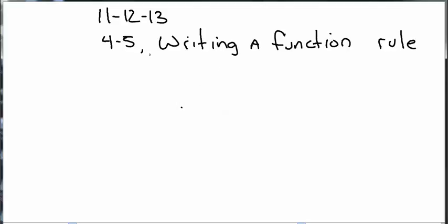Writing a function rule is another way of saying writing an equation.